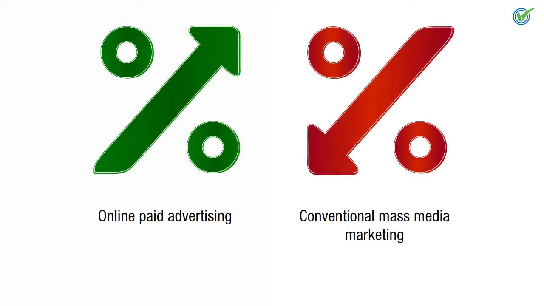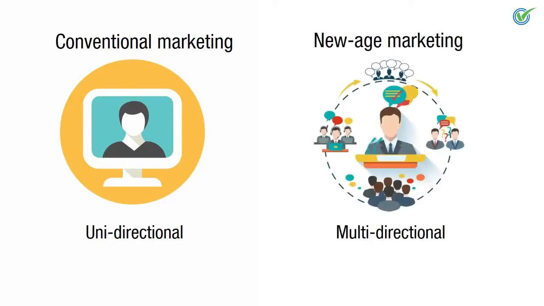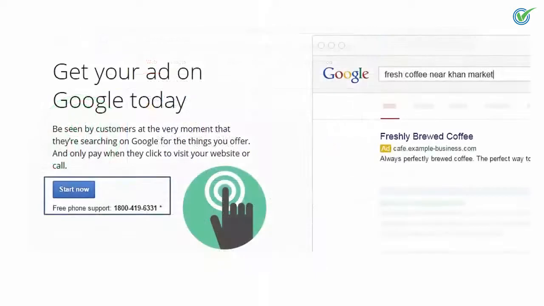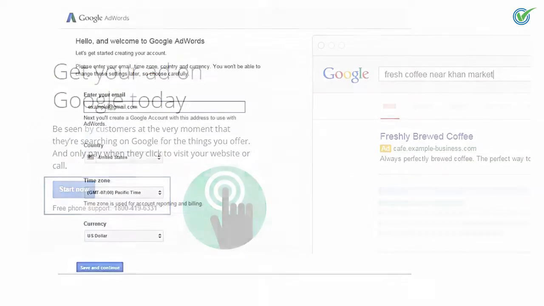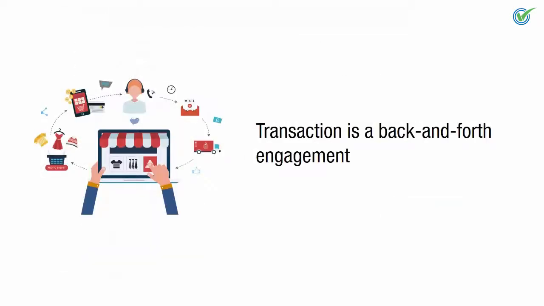It may be important to note that unlike mass media, which is a one-way broadcast from brand to consumer, New Age marketing involves a two-way interaction between brand and consumer. For example, in the case of Google AdWords, if the consumer accepts the call to action, the company provides additional information on the product itself. Thus, the transaction is usually a back-and-forth engagement between the company and its potential customers.